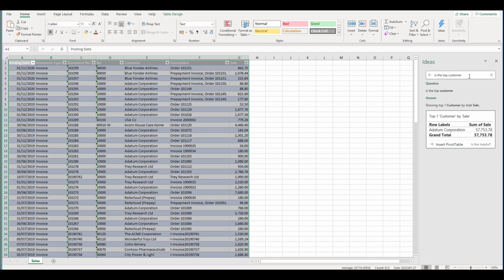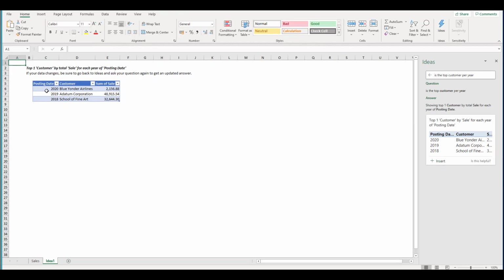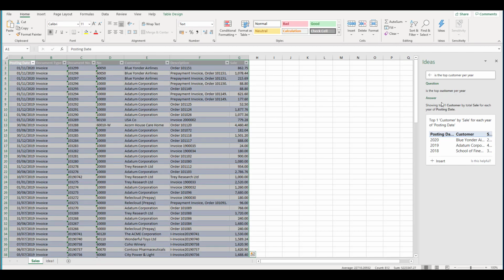Or we can come in and say, okay, who's the top customer per year, and just return on that, and then we've got the top customer for each year, and maybe that's important information, so I can insert that in. It'll insert it in on a new tab, so 2020, 2019, 2018, so we very quickly get to what we want.